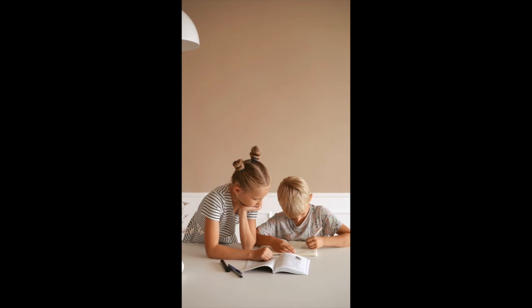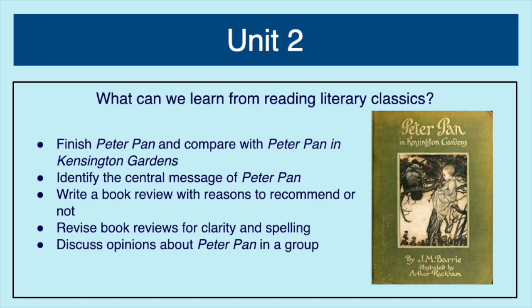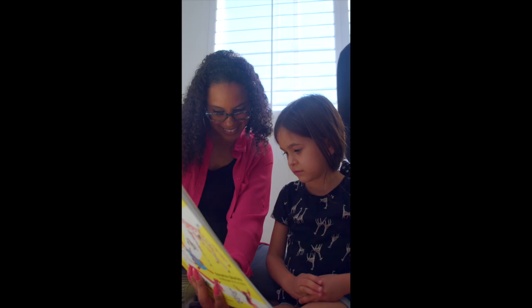In the second unit, students continue reading routines from Unit 1 to finish Peter Pan and read Peter Pan and Kensington Gardens to compare and contrast the two stories. After finishing Peter Pan, they recount and analyze the story to identify its central message. For the mid-unit assessment, students closely read the final chapter of Kensington Gardens to compare it with Peter Pan and analyze its central message. In the second half, students write a book review of Peter Pan, stating their opinion and reasons for recommending it. For the end-of-unit assessment, they revise their reviews for clarity and participate in a text-based discussion, sharing and listening to opinions.